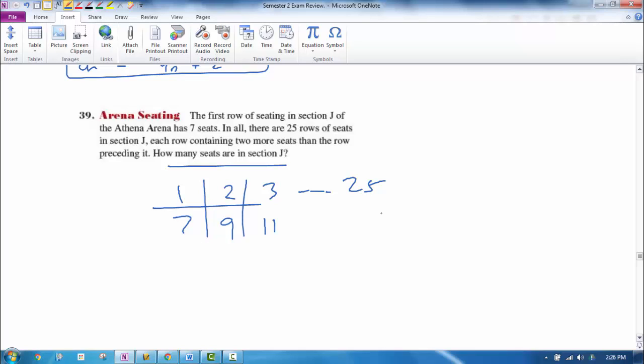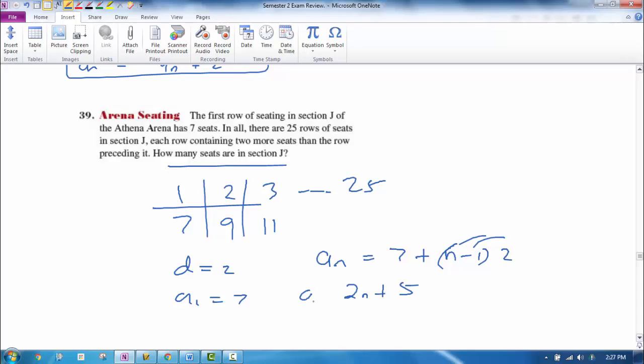So that's going to be a series because we're going to add all these terms up. So this is arithmetic where the common difference is 2 and the first term is 7. So let's first of all write the sequence. We don't really have to do this, but the sequence is a sub 1, which is 7, plus n minus 1 times the common difference of 2. We can distribute the 2 and we get 5 plus 2n, so 2n plus 5. There's our sequence.